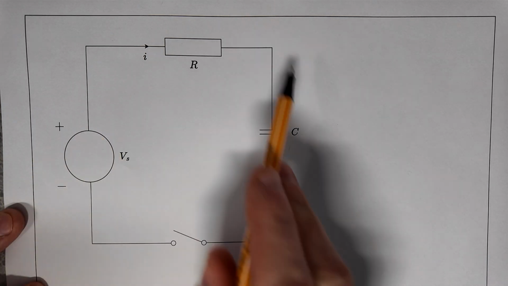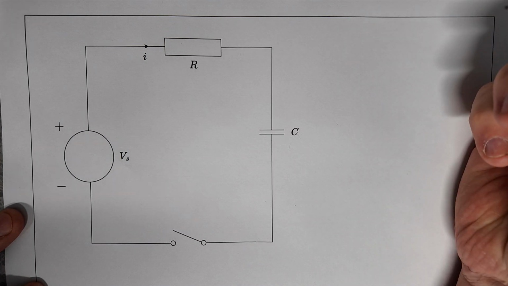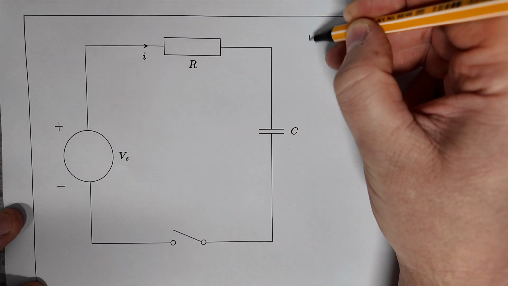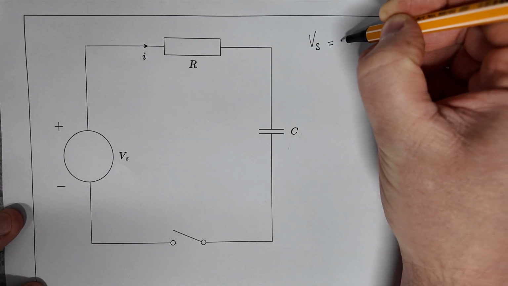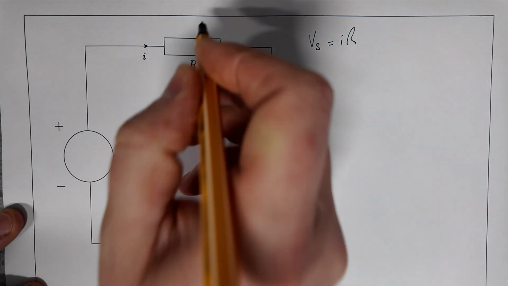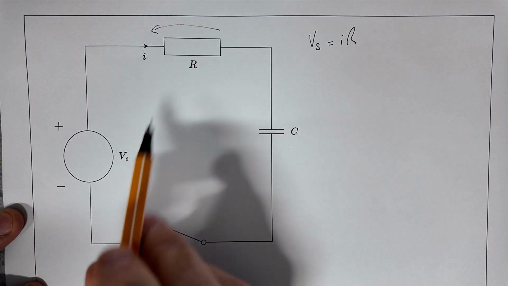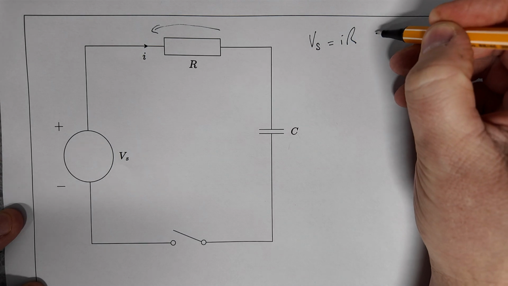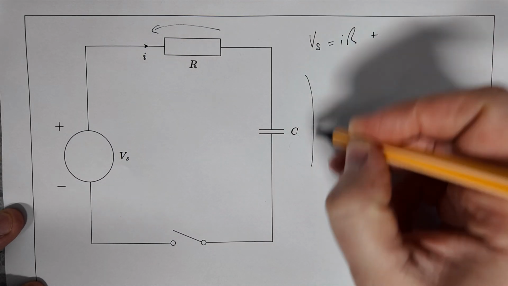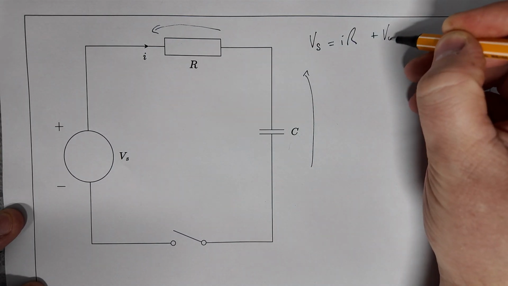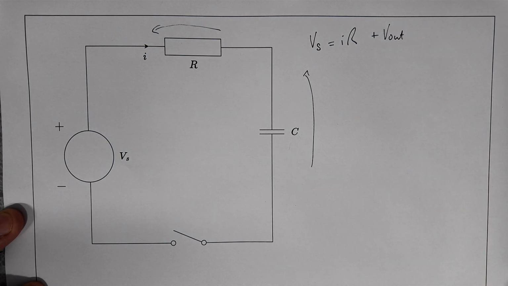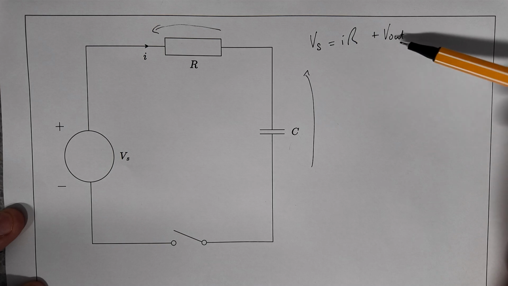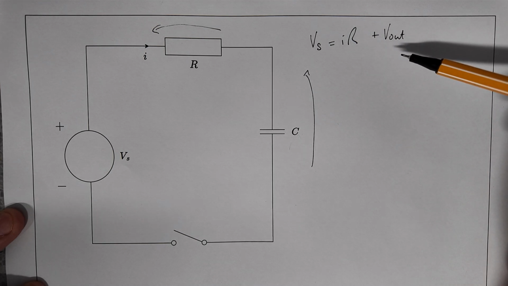So using Kirchhoff's voltage law, we can write down the equation for this circuit. So we can say Vs is the volt drop across the resistor, that's here, that's IR, plus the voltage across this capacitor, V out. Now we don't have a direct expression for V out, that's what we're going to try and work out.